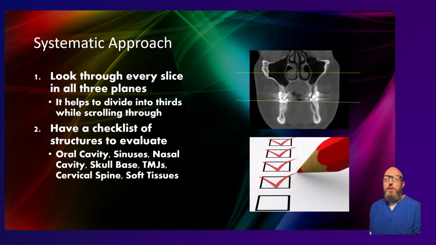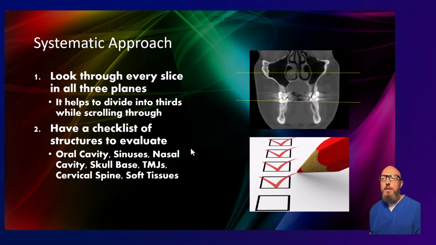And so the way to make sure you don't miss anything important is a systematic approach. I want to talk about these two principles. First, look at every slice in all three planes: axial, coronal, sagittal. Don't just look at the implant site. Don't just look at where the symptoms are, but look through everything. Sometimes it helps to divide it into thirds when you're scrolling because your eyes can't see all of an image at once, but you're constantly scrolling through back and forth and probably several times in each plane.